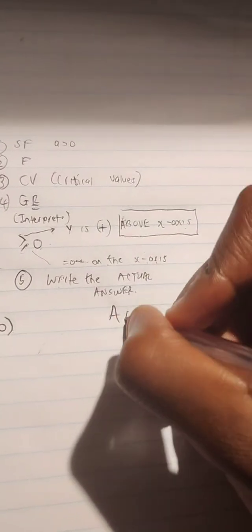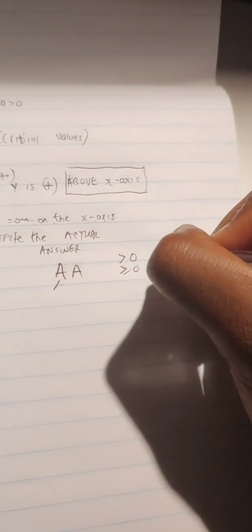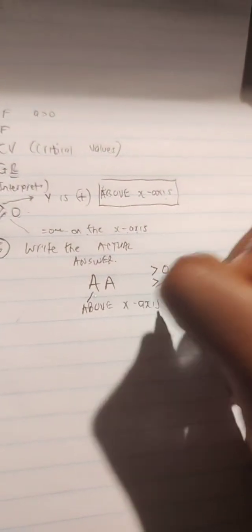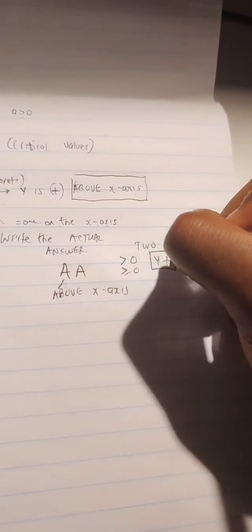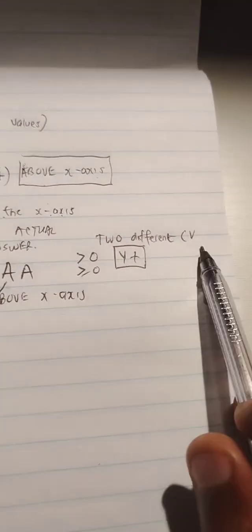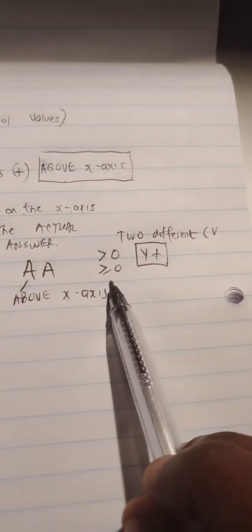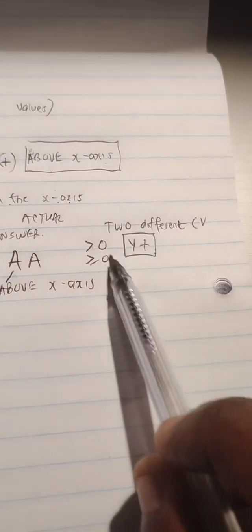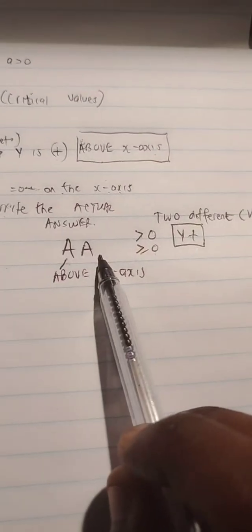So that's why I say that this one, above the x-axis, I usually call the AA. Why AA? For greater than 0 and greater than or equal to 0, where y is positive, I say it is above the x-axis. That's when obviously we have 2 different critical values. The critical values must be different, not the same. So for 2 different critical values, when you have a greater than 0 or greater than or equal to 0 situation, that means y is positive. That's the AA situation.